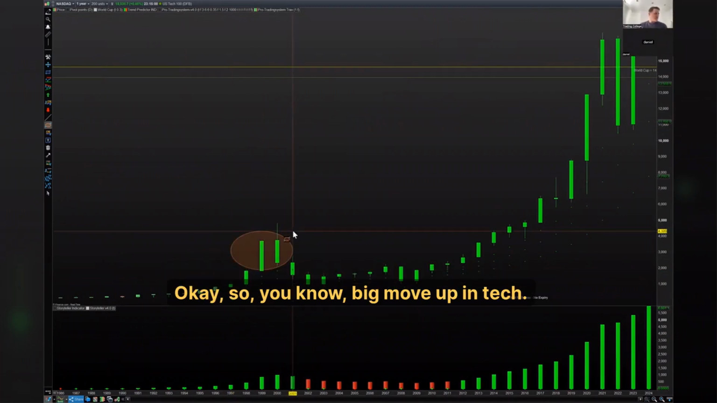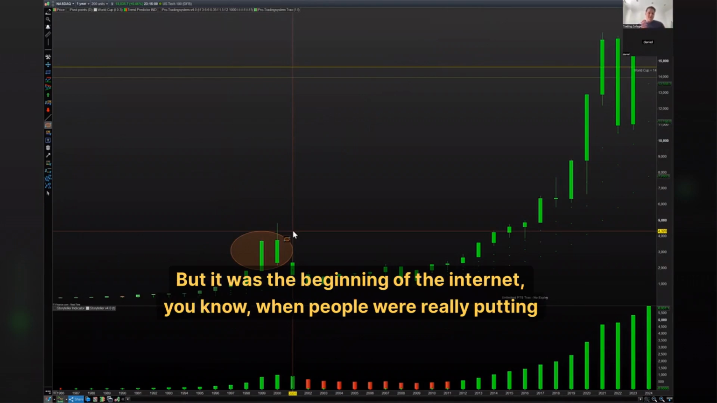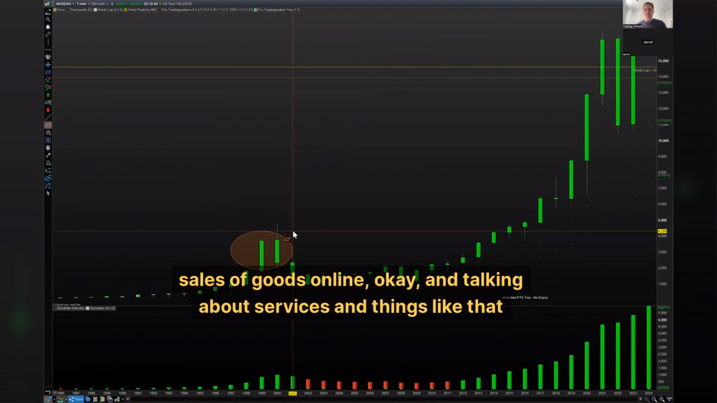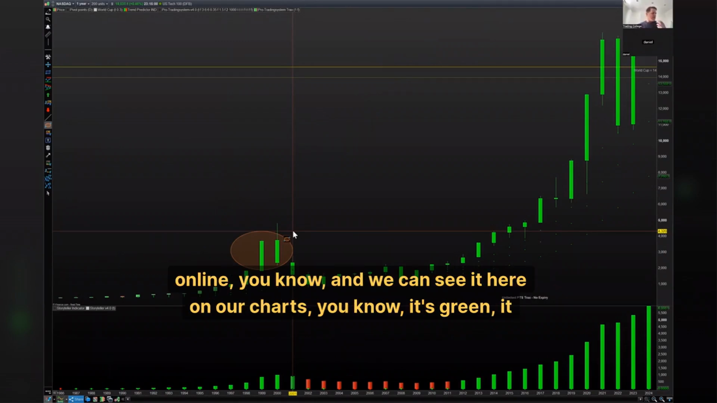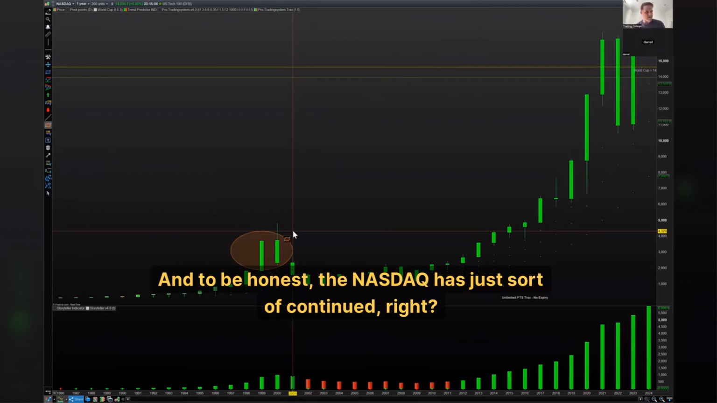Okay, so a big move up in tech. It had a little wobble, but it was the beginning of the internet, when people were really putting sales of goods online and talking about services and things like that online. We can see it here on our charts. It's green. It was this green buying, and to be honest, the Nasdaq has just continued, right?